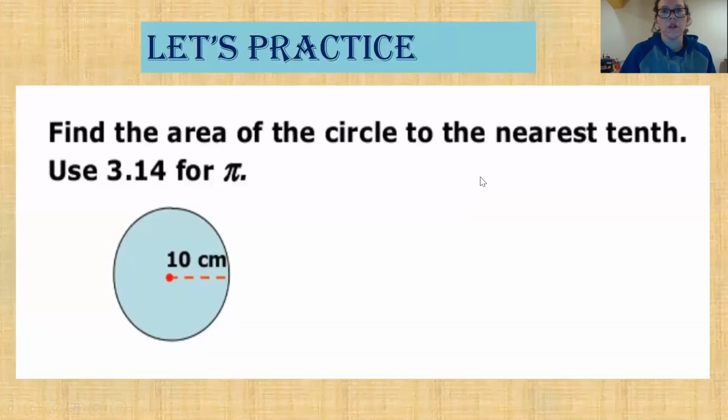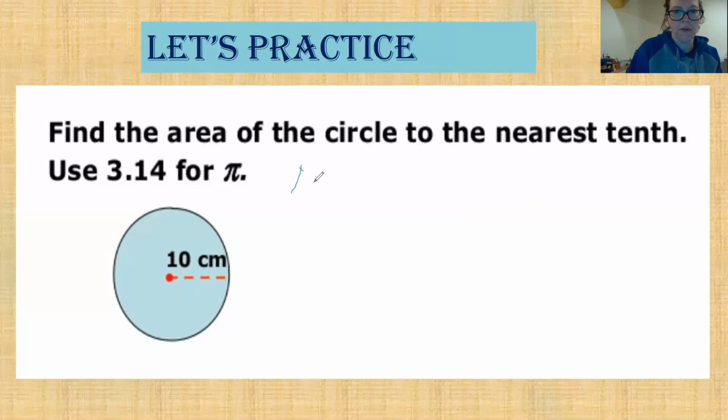Okay, so here is another practice. Let's practice another problem. Find the area of the circle to the nearest tenth. Use 3.14 for pi, and you can see that your radius is 10 centimeters. So again, I'm going to go ahead and write the formula up here.